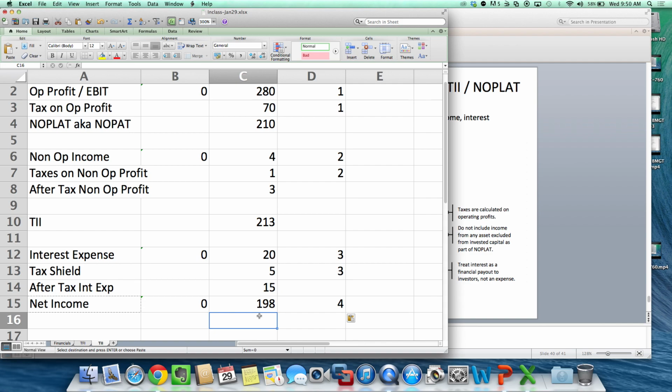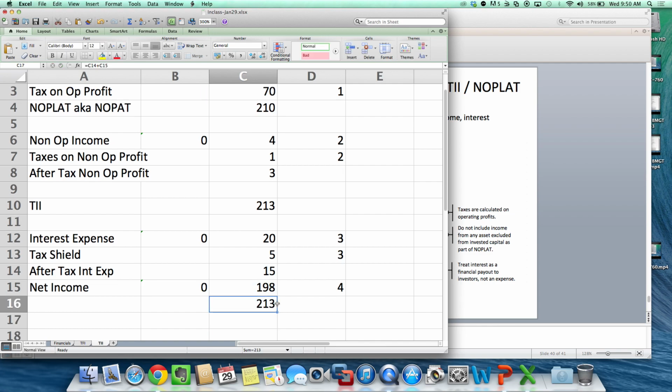So, what are my 3s? The after-tax interest expense. What are my 4s? The net income. $213 matches $213. So what does McKinsey do?